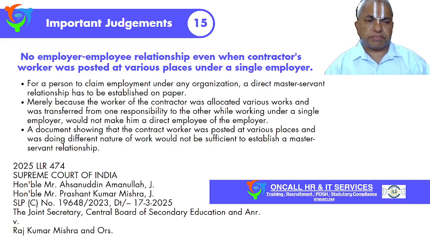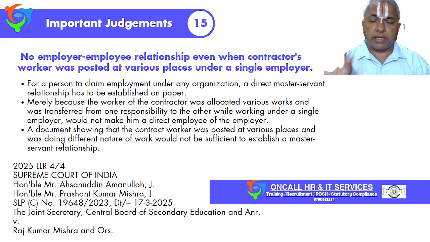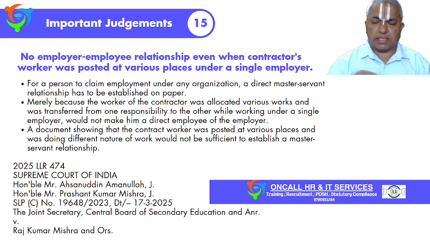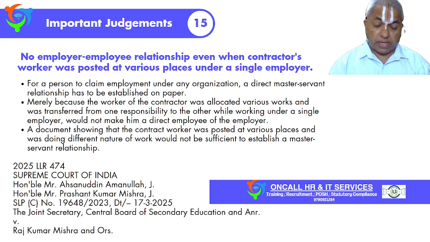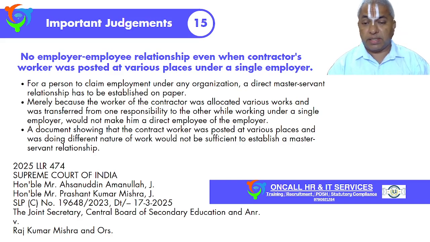Another judgment, on the employer-employee relationship. When there is a contractor and a principal employer, and he is deputing the employees to various places, the contract employees, all other things are complete. Because the principal employer is merely ordering them to come to various places and giving the work to the contract labor, he cannot claim there is a master-servant relationship. That's what the Supreme Court has given in the judgment of Joint Secretary, Central Board of Secondary Education versus Rajkumar Mishra.